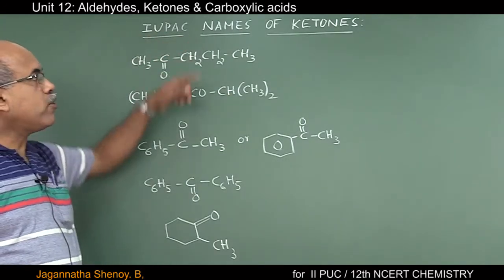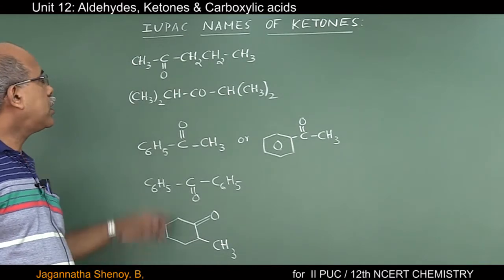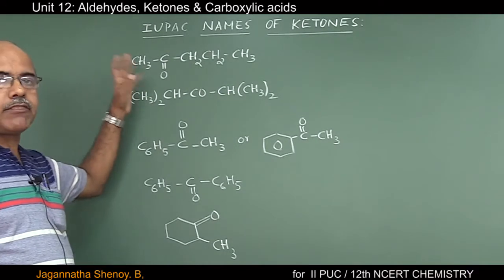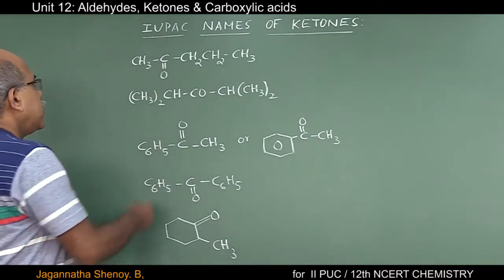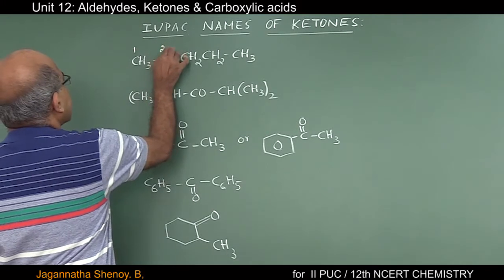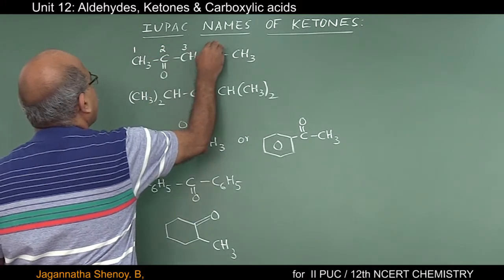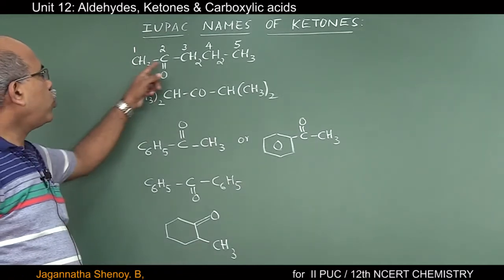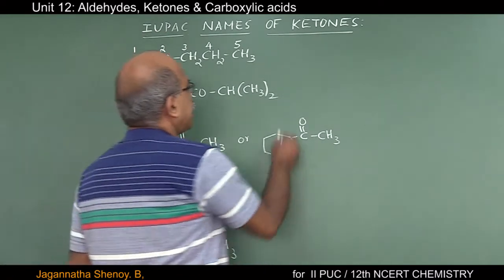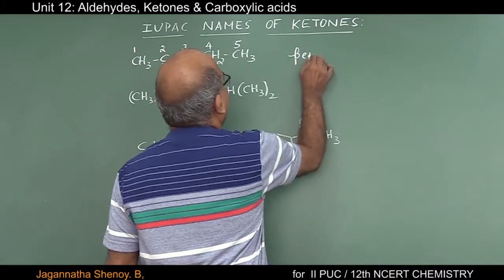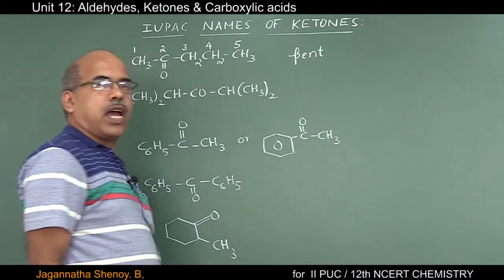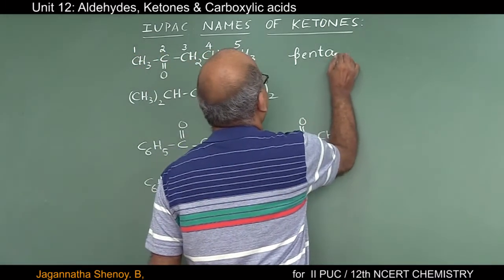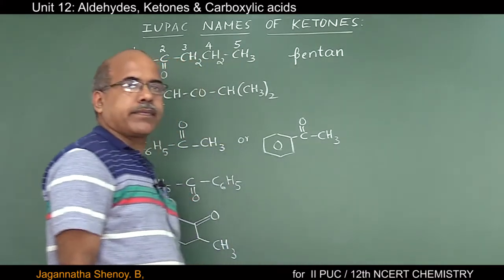We shall start from IUPAC names of ketones. This is the first example. So in this case, I have to start numbering from left to right. So this is the first carbon atom, second, third, fourth and the fifth carbon atom. So the root word should be pent, and all the carbon atoms are connected to one another by single bonds. That is why it has to be pentane.